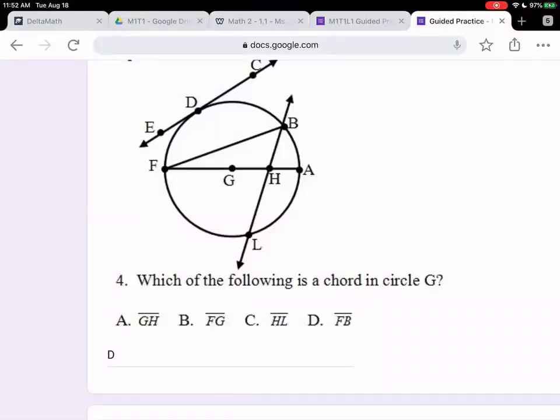Okay. Any questions on that one? So I think I heard a C earlier. C has H in it. H is not on the outside of the circle. That's why it cannot be HL.